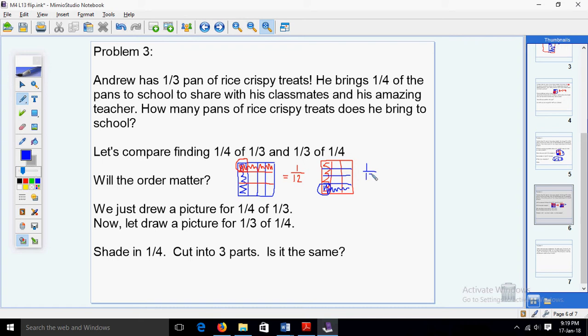Same answer. All right, so if anyone asks me, does it matter the order? The answer is no, not at all. Okay, multiplication, same thing. 2 times 3 is the same as 3 times 2.